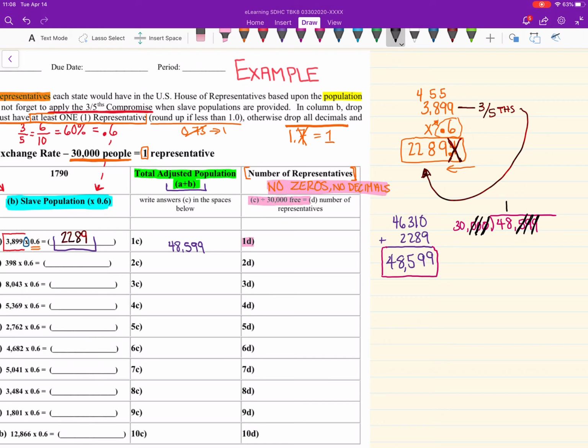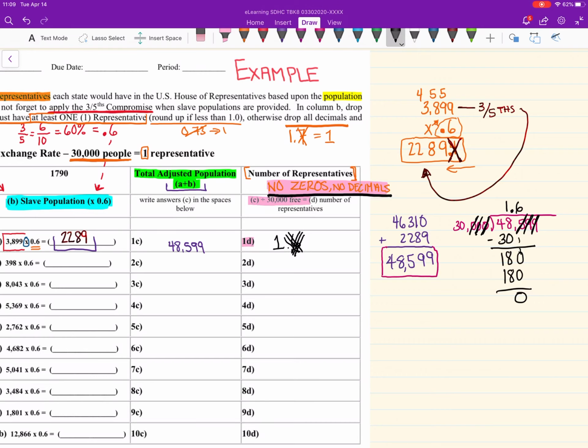30 goes into 48 one time. 30, 0, 1, and that's subtracting, 18. Now 30 does not go into 18, so we'd bring down a 0. That doesn't exist. Put a decimal up here. 30 goes into 180 6 times, giving us a remainder of 0. So we put 1.6 here. But it says no zeros and no decimals. So we go back, chop off the 1.6, and Delaware gets only 1 representative.